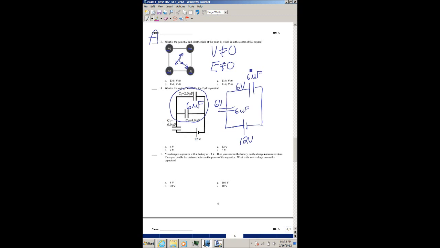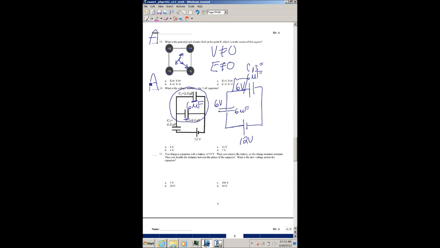Now remember, this is my C13. This is my equivalent capacitance, and it's equal to 6 microfarads. And it's comprised of 2 capacitors in parallel. Capacitors in parallel have the same voltage. So that means that this capacitor and this capacitor both have 6 volts. And I was looking for C1, so the answer is A, 6 volts.